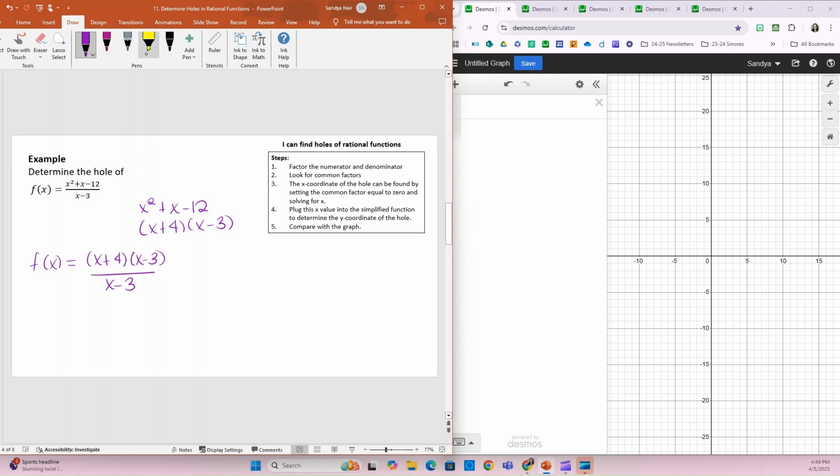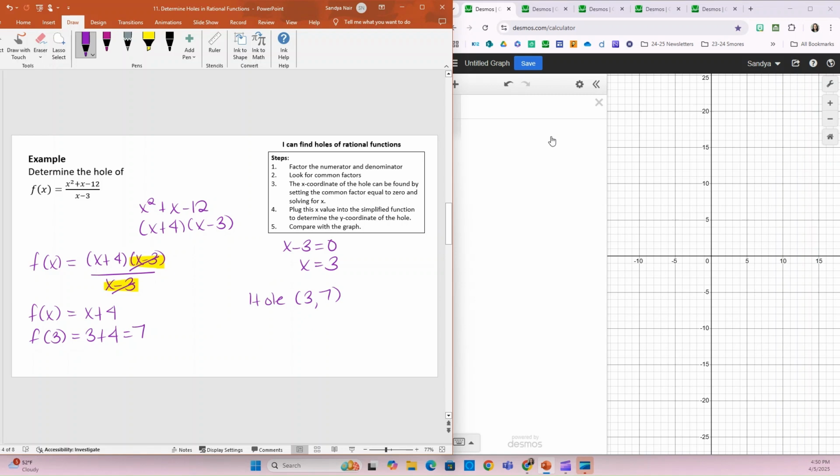Notice here we have this common factor, right? The common factor in the numerator and denominator is x minus 3. So I'm going to figure out the x coordinate of the hole by setting x minus 3 equal to 0, and when I solve for x, I get x equals 3. Now I'm going to cancel that common factor and write my simplified version of f of x. That's going to be f of x equals x plus 4. Now I'm going to plug 3 into this simplified function. So f of 3 is equal to 3 plus 4, which is equal to 7. That's going to give me the y coordinate of the hole. So that means there is a hole in the graph of this function at (3, 7).